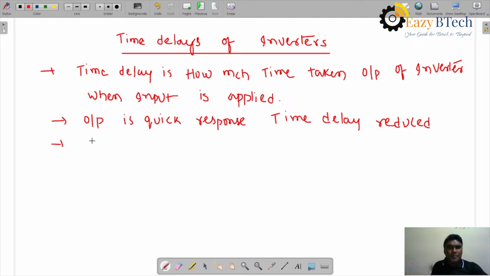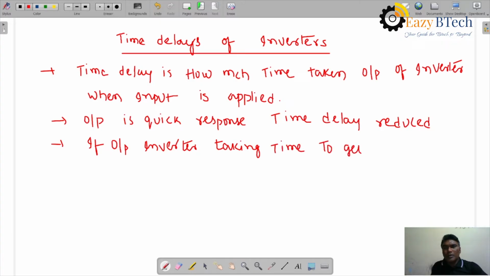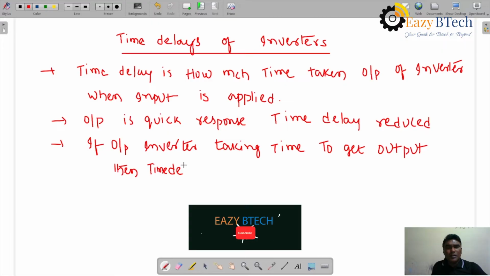If the output inverter is taking time to get the output, then the delay is increased. Time delay increased.